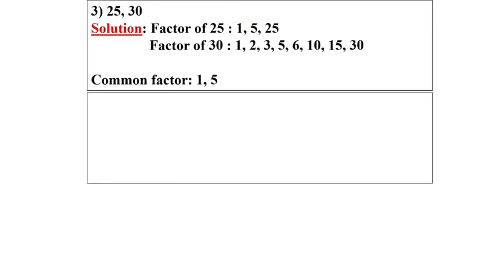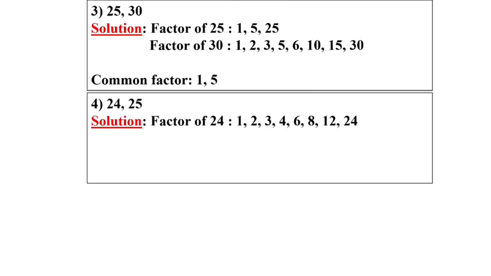Now, the fourth one, the numbers given are 24 and 25. We'll write the factors of 24 first: 1, 2, 3, 4, 6, 8, 12 and 24. And the factors of 25 are 1, 5 and 25. If we see the common factors between 24 and 25, there is only one common factor, which is 1.